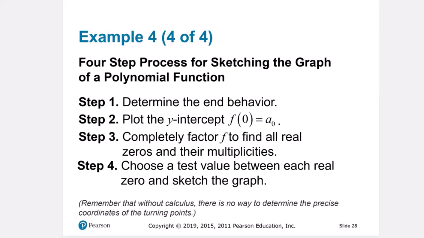4-step process for sketching the graph. One, determine the end behavior, very important. Two, plot the y-intercept, very helpful. Three, completely factor to find all the real zeros and their multiplicities. We did that. Four, again, I don't know if it's necessary, except you do need to sketch the graph.